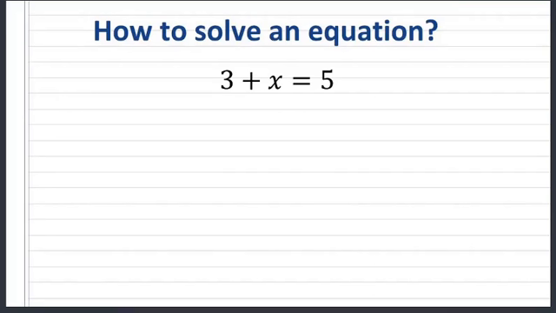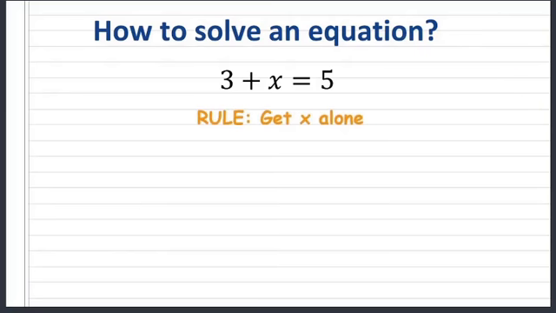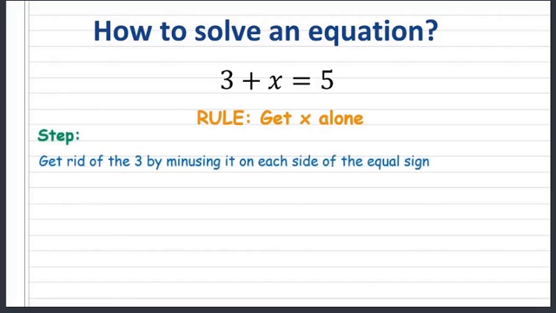So let's explore that. If I take the same example of 3 plus x is equal to 5, I'm using the same example just for explanation purposes. The rule is that you get the variable alone. In this case, our variable, our unknown, is x. So we would get x alone. And what does this mean? We do this by getting rid of the 3. And how do we do that? By minusing it on each side of the equal sign.